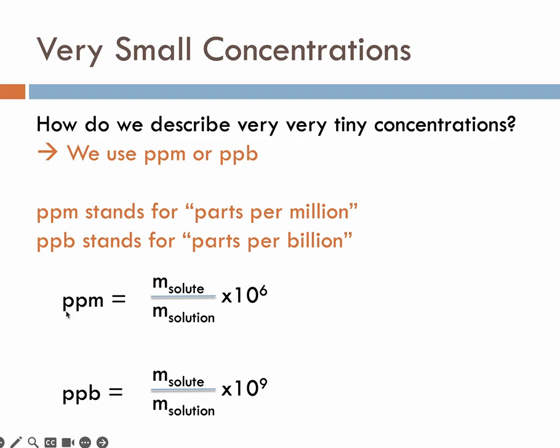Notice here, the symbol for parts per million that we're using is going to be ppm. The unit is also ppm. The symbol for parts per billion is ppb. The unit is also ppb. It's kind of one of those weird cases where the unit and the symbol, we're going to use the same thing for those.